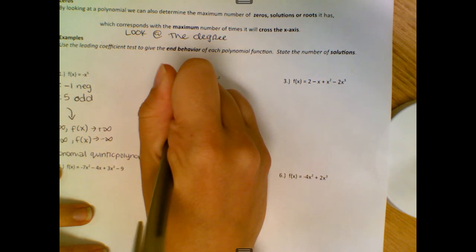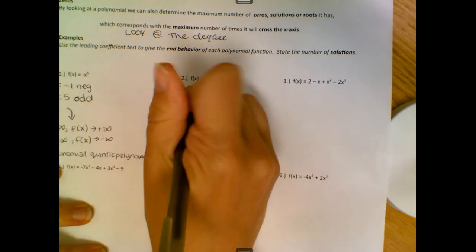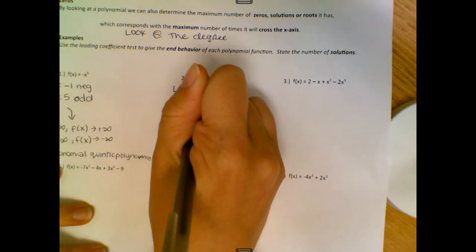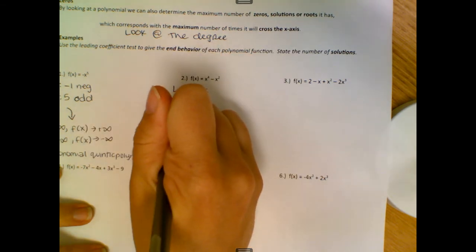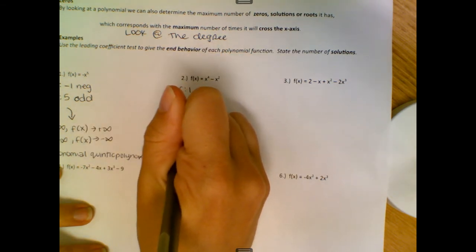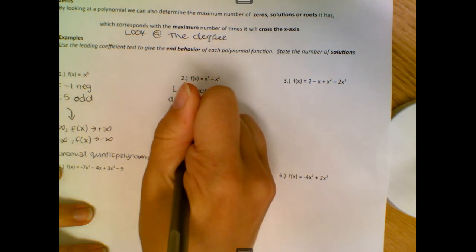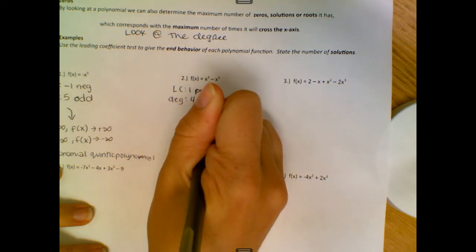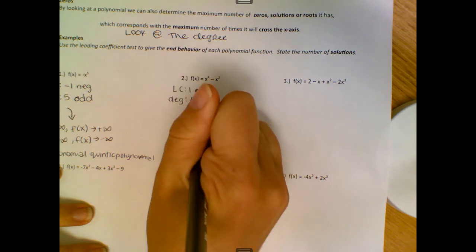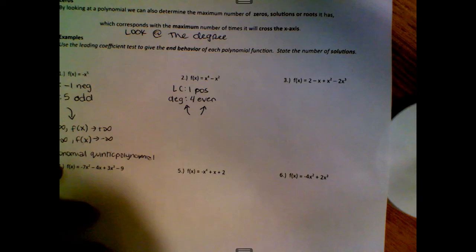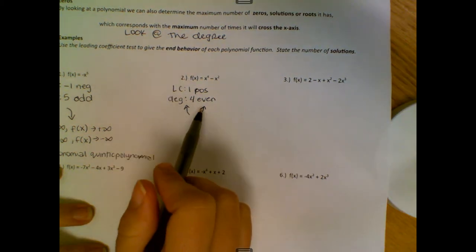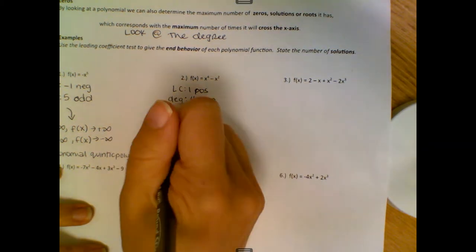So the leading coefficient is 1. 1 is a positive number. Degree is 4. 4 is even. So positive means the second arrow is going up. Even means both of the arrows are going in the same direction. Again, refer to your table if you don't feel like thinking about this.